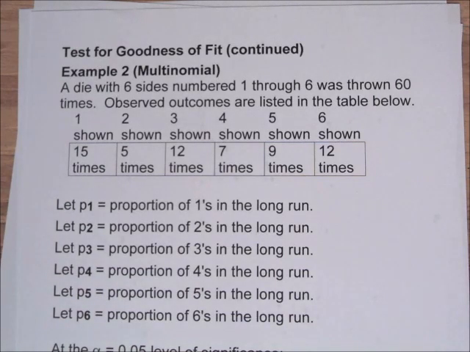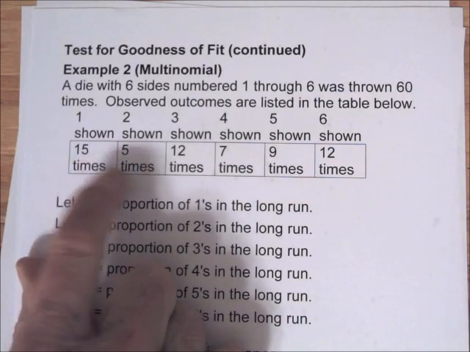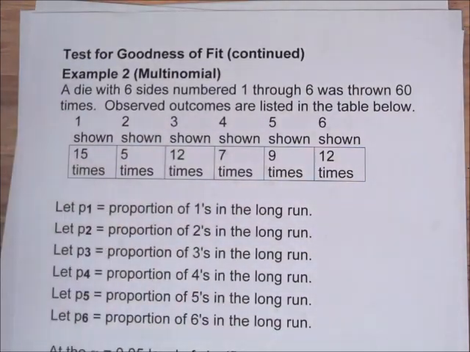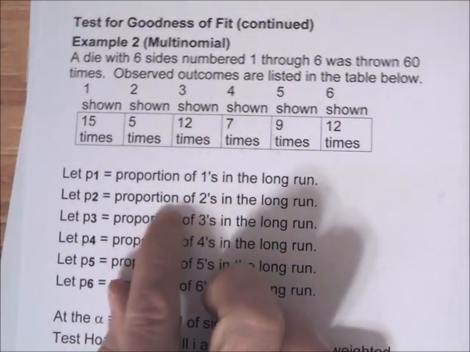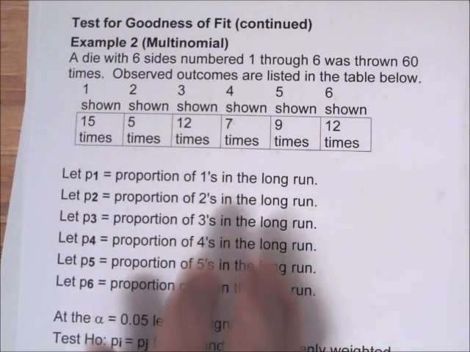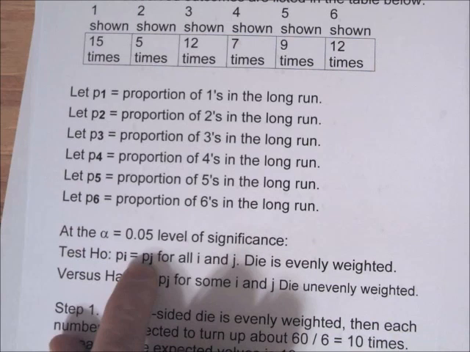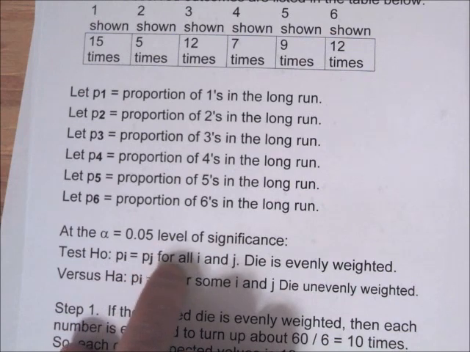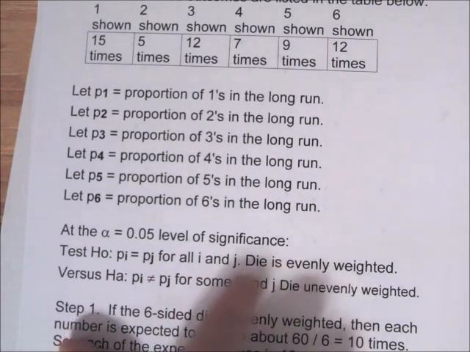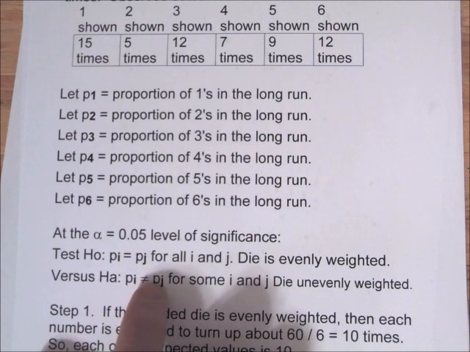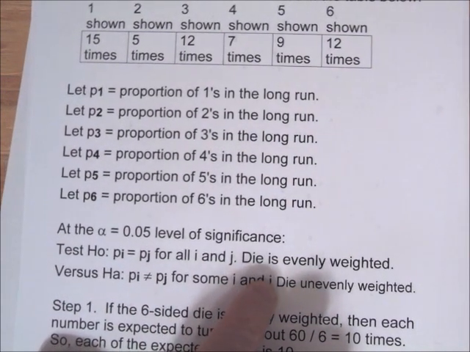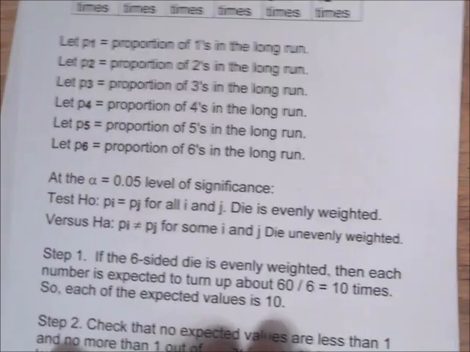A die with 6 sides, numbered 1 through 6, was thrown 60 times. The observed outcomes are listed in the table below. So a 1 turned up 15 times, a 2 turned up 5 times, and so forth. We'll let P1 represent the proportion of 1s in the long run, P2 the proportion of 2s in the long run, and so forth. And we want to test at the 0.05 level of significance. H naught: Pi equals Pj for all i and j. That means the die is evenly weighted, versus HA: Pi is not equal to Pj for at least some i and j. That means the die is unevenly weighted.